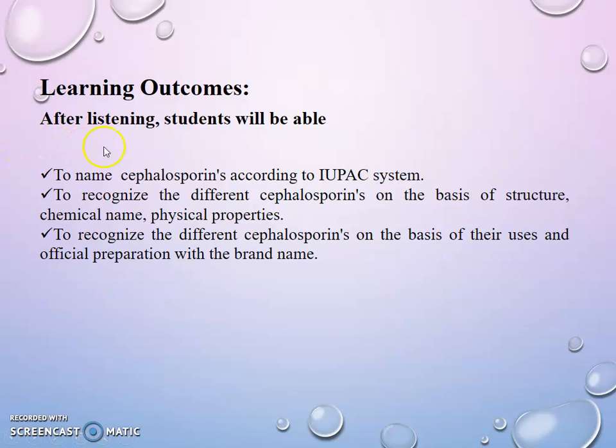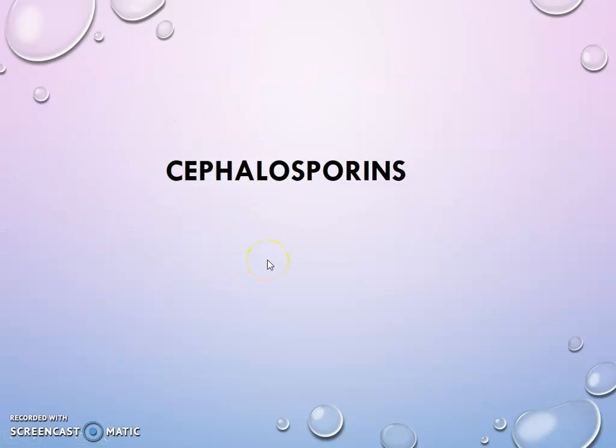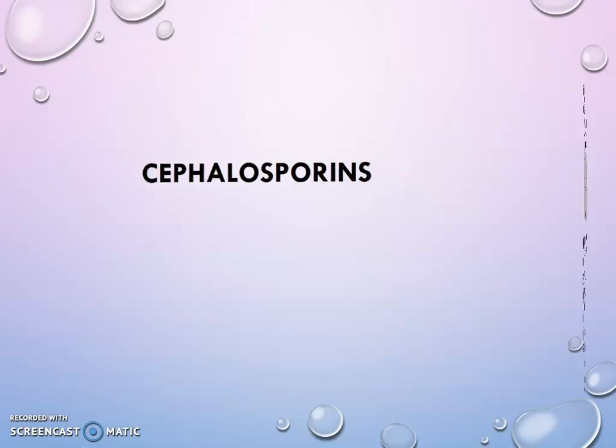Learning outcomes. After listening, the student will be able to name cephalosporin according to the IUPAC system, to recognize the different cephalosporins on the basis of structure, chemical name, and physical property, and to recognize the different cephalosporins on the basis of their uses and official preparation with the brand names. Let's start with cephalosporins.